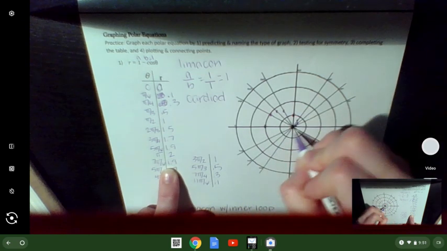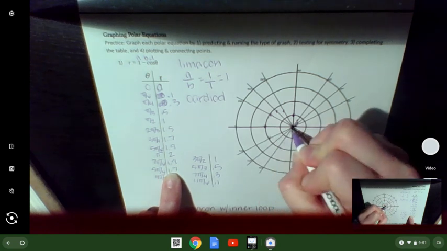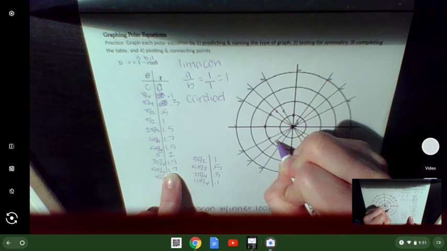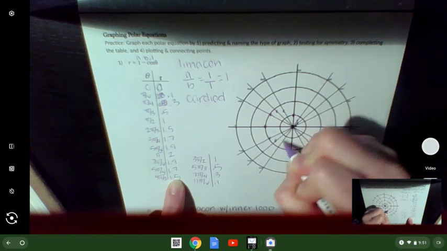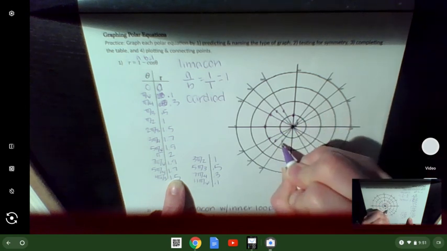7 pi over 6, 1.9. 5 pi over 4, 1.7. 4 pi over 3, 1.5. Probably starting to see that cardioid or heart shape starting to form here.